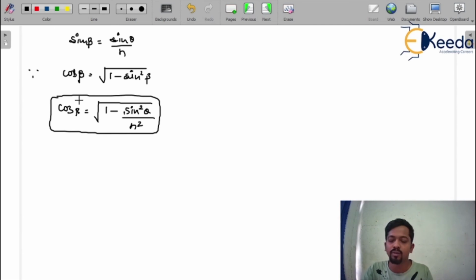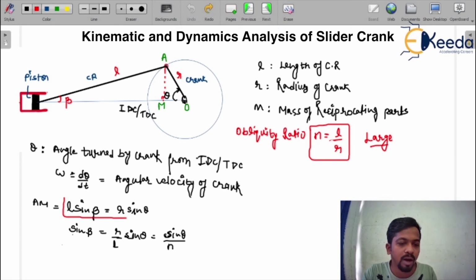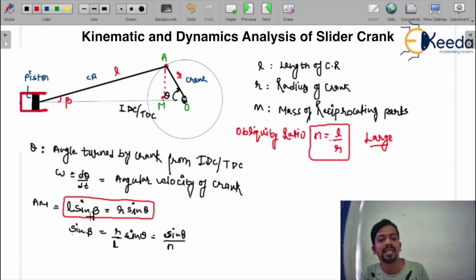And the first important thing you must remember, if you don't want to remember all this, you just have to remember these equations, this relation. This is very important. In the diagram I have shown you how we can put them equal: L sin beta is equal to R sin theta, because this AM is common length for both the triangles, so it would be equal. That means if I consider this bigger triangle, that would be L sin beta. If I consider this small triangle, that would be R sin theta. So both will be equal to each other.